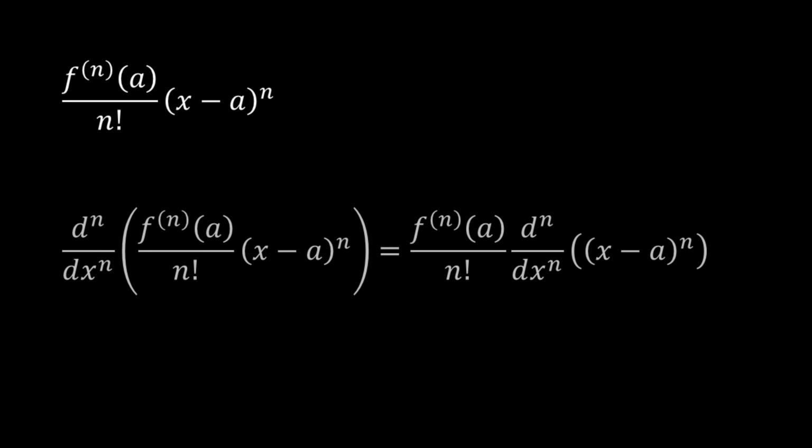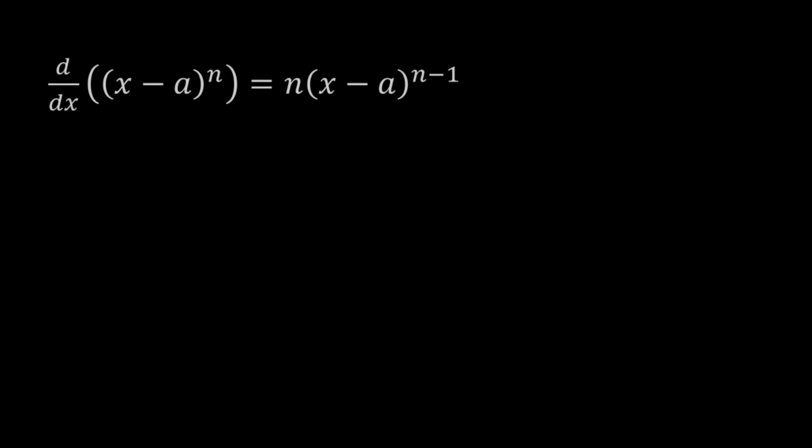Let's break down a single term in the Taylor polynomial and see what happens when we differentiate it n times. Since these terms are just numbers, we can pull them out of the derivative, and we're left with differentiating this polynomial n times. Note that it's an nth order polynomial, and since differentiating a polynomial reduces its order by 1, we should end up with a constant after differentiating.